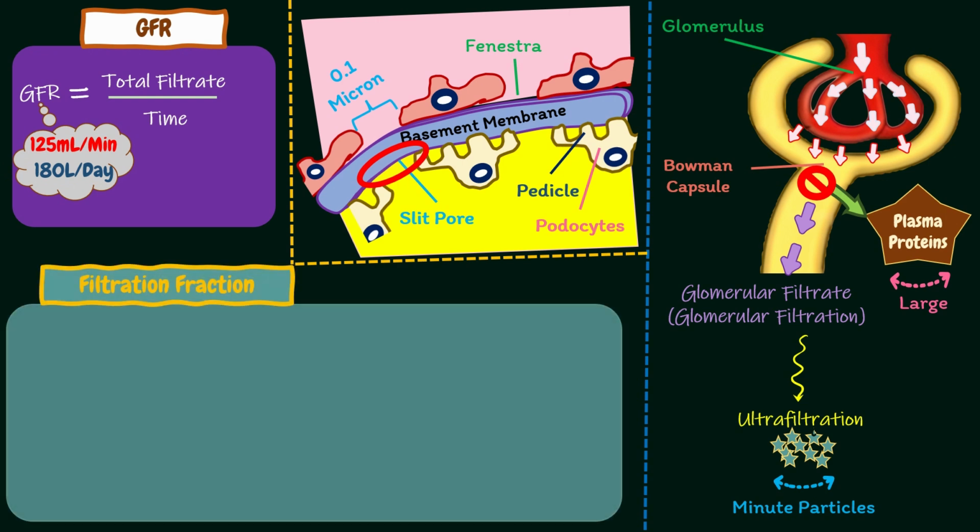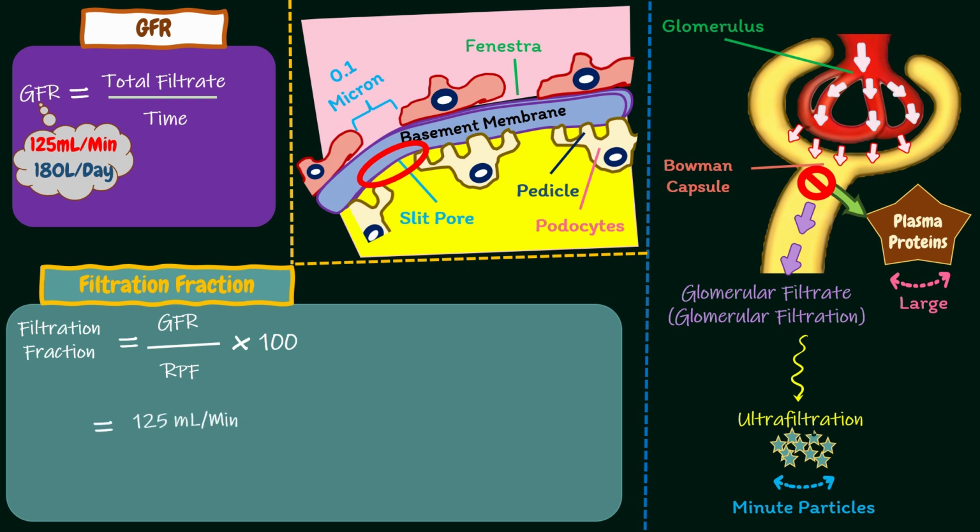Another term is the filtration fraction. Filtration fraction is the fraction or portion of the renal plasma which becomes the filtrate. It is the ratio between glomerular filtration rate and renal plasma flow. It is expressed in percentage. Filtration fraction is equal to glomerular filtration rate divided by renal plasma flow into 100.